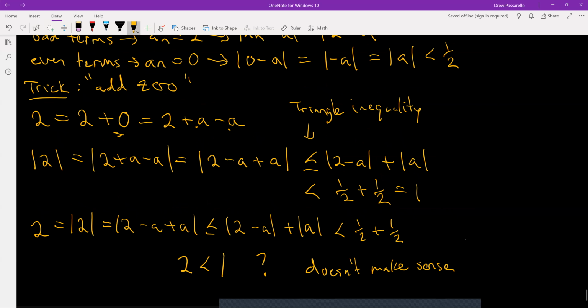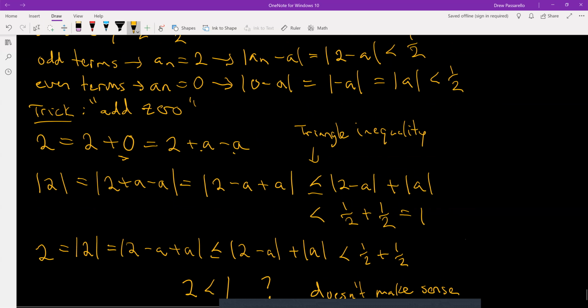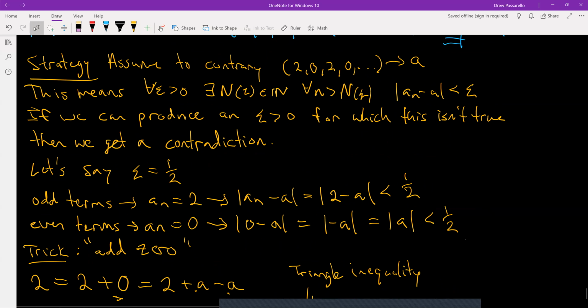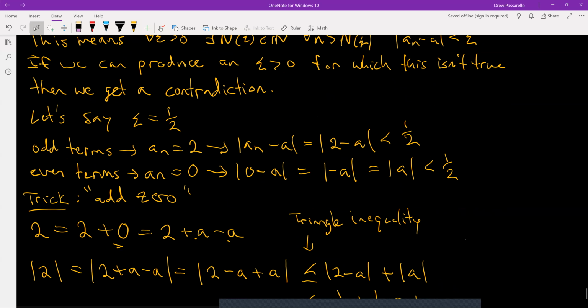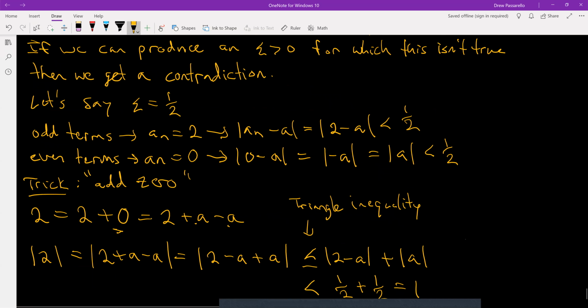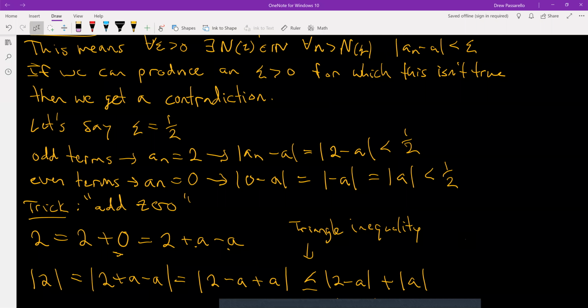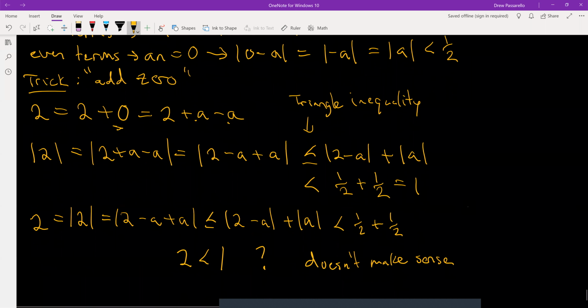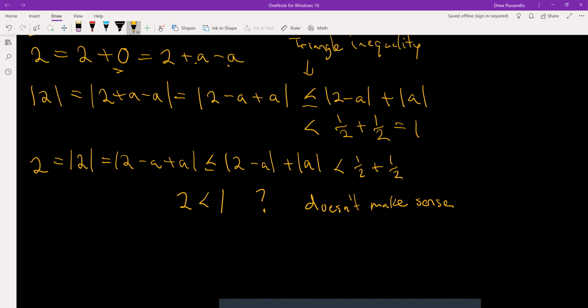All right, so that's how we're going to do the proof, and we're going to use the triangle inequality. The trick was to add 0, where it was plus a minus a, and make use of what we know for the odd terms and then the even terms. I kind of pretty much did the proof, but let's make it a little bit more formal.